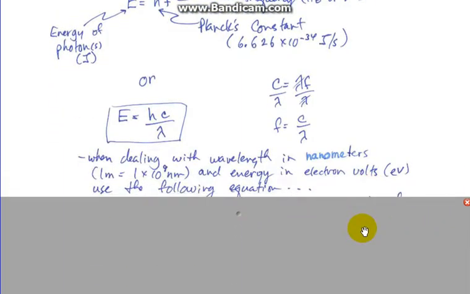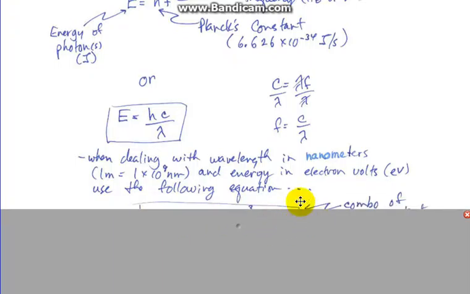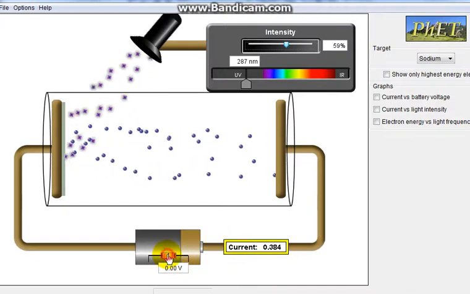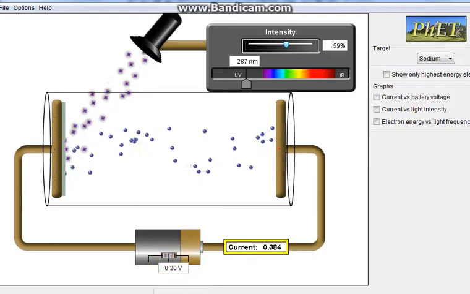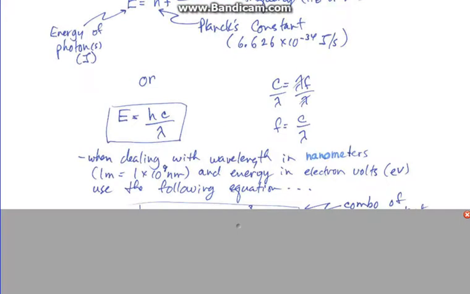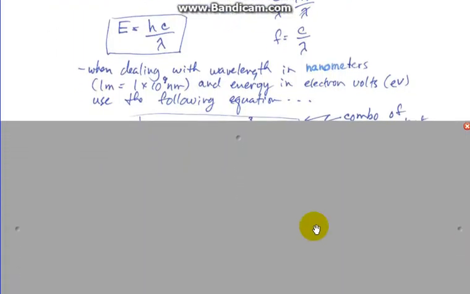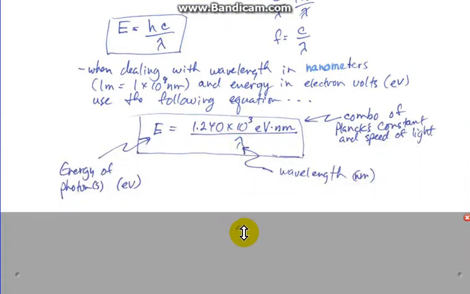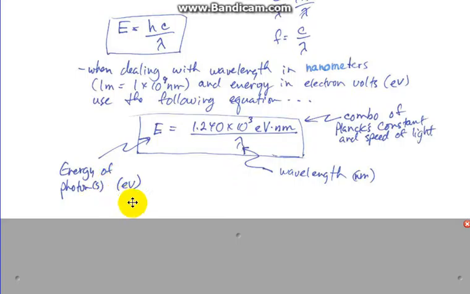And with our situation, we're dealing with voltages. When dealing with wavelength in nanometers, such as what we will be doing in that lab, 1 meter is 1 times 10 to the 9 nanometers. And if we're dealing with electron volts for our energy, so we'll be looking at certain voltages here, we're not going to be dealing with joules. There's a good way to rearrange that equation when using those units, and you'll be using this through most of the lab as well. Energy, in this case, will be in electron volts, or just eV.